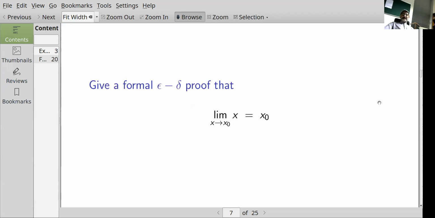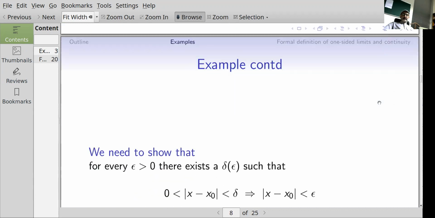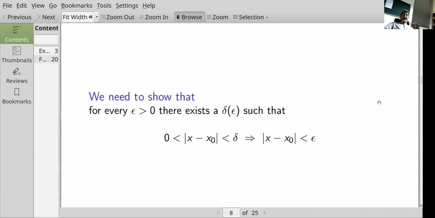Okay, let's take another one. Give a formal epsilon delta proof that the limit as x goes to x naught of x is equal to x naught. Okay, well, what do we need to show? We need to show that for every epsilon greater than 0, there exists a delta dependent upon epsilon, such that 0 less than absolute value of x minus x naught less than delta implies that absolute value of x minus x naught is less than epsilon.